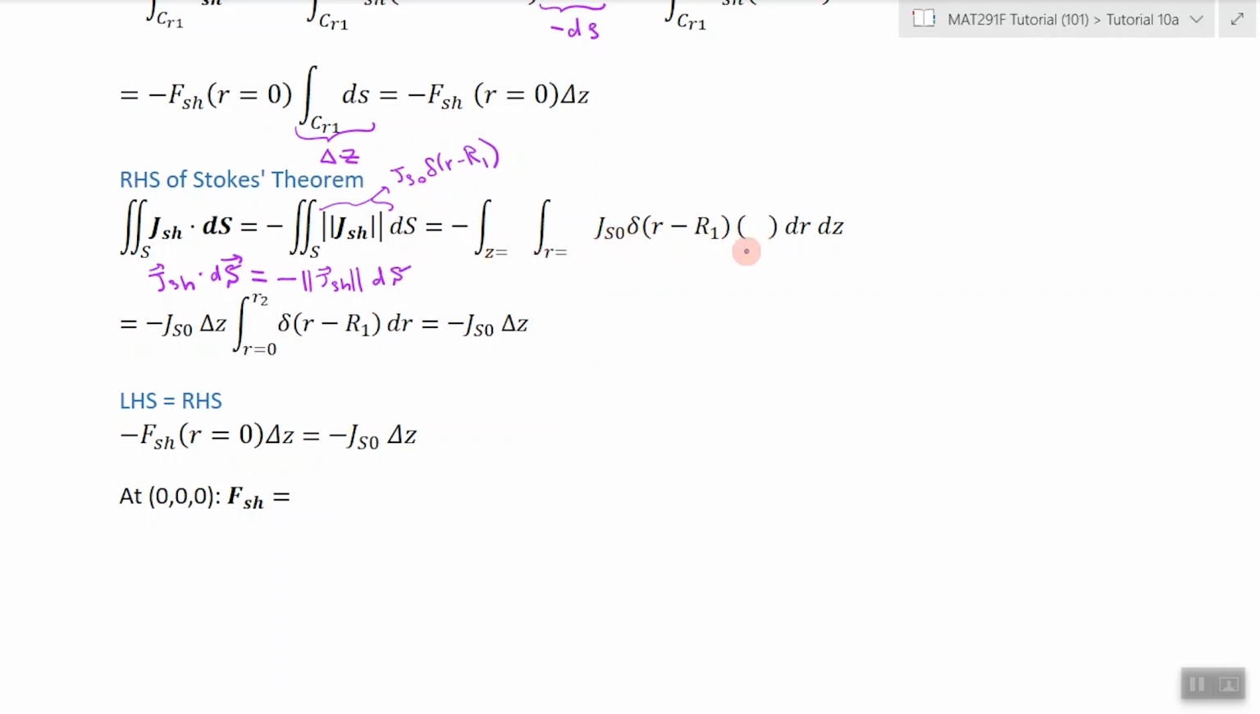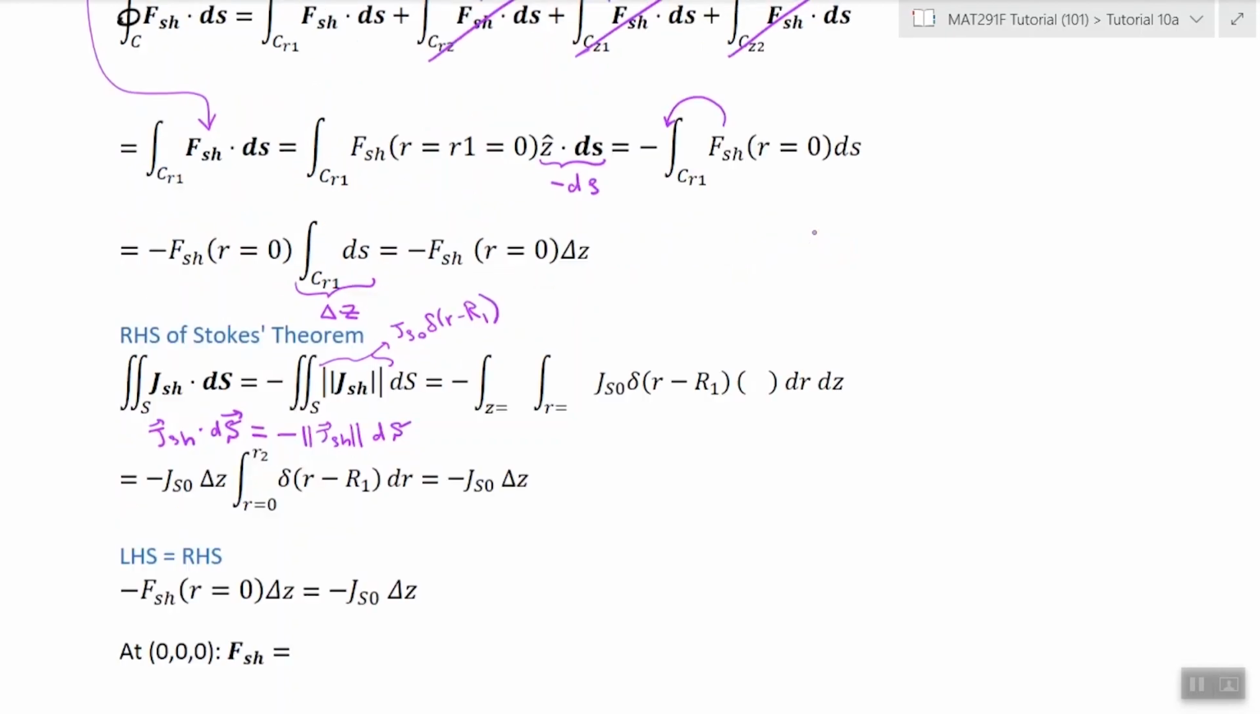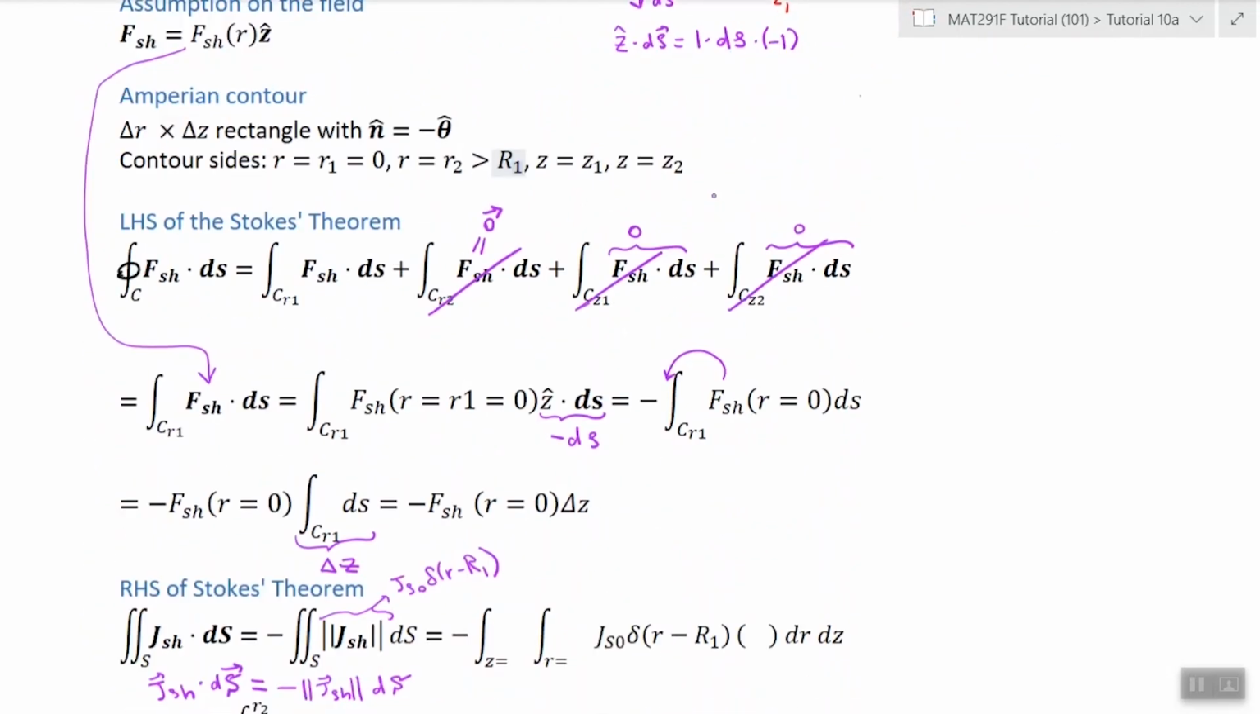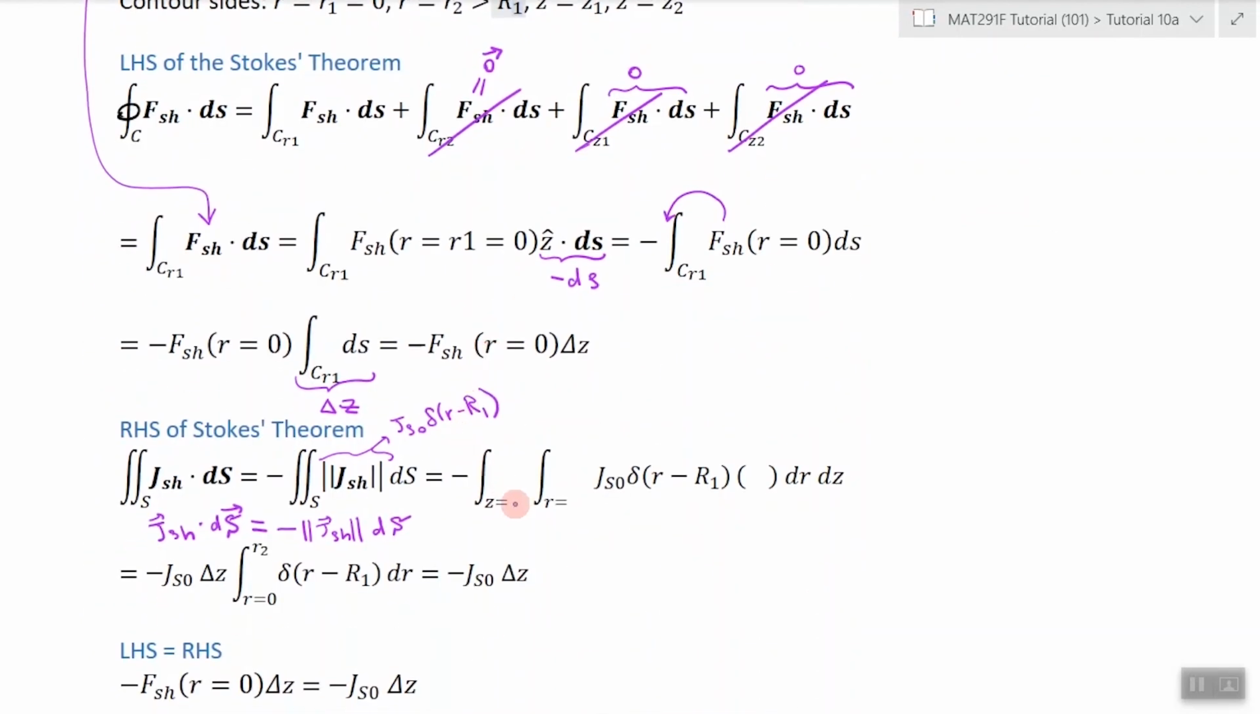I did that, and then I set up the integral. Our integration is going to be over R and over Z. The reason why is because the contour extends in the R direction and in the Z direction. The bounds are going to be from Z1 to Z2. The bounds on R are from R1, which is 0, to R2. Remember, R2 was greater than R1.